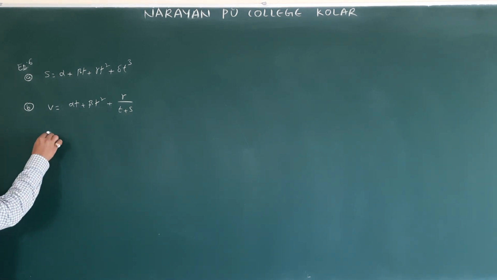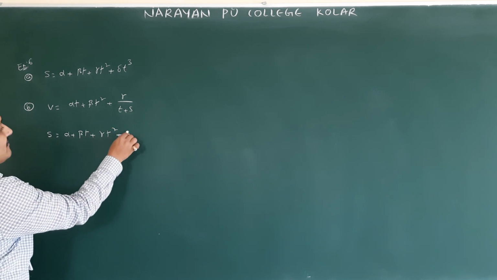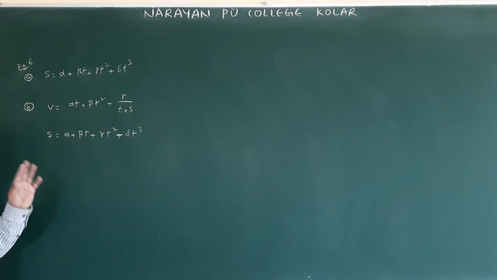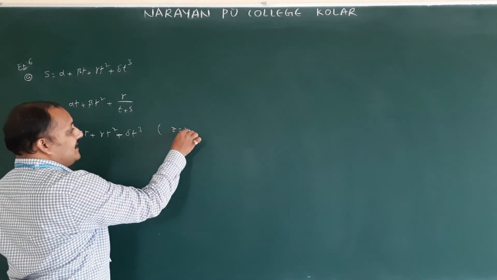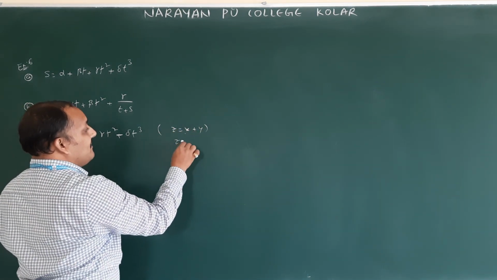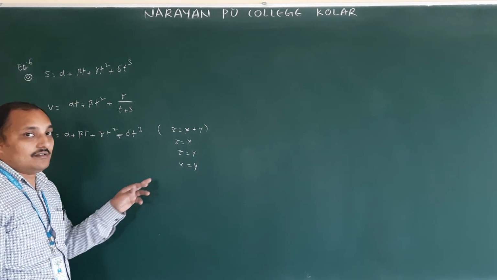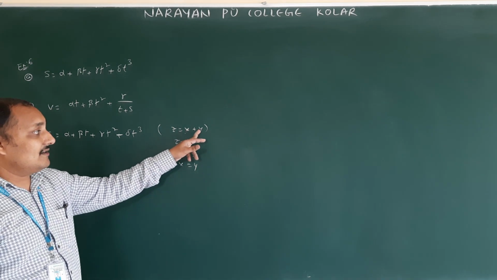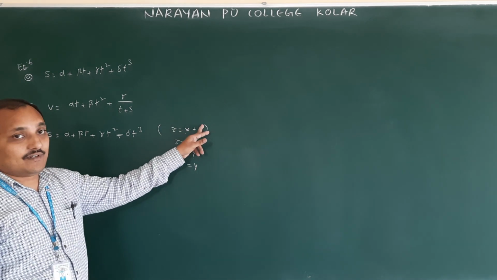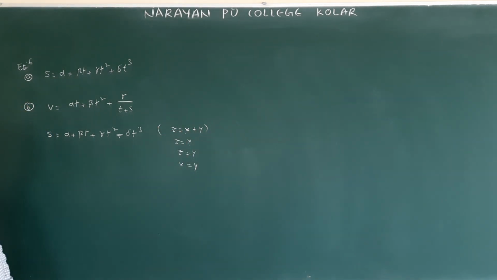So S is equal to alpha plus beta t plus gamma t square plus delta t cube. In this we already discussed the homogeneity principle. According to the homogeneity principle, if Z is equal to X plus Y, then dimensionally Z equals X, Z equals Y, X equals Y. Then only we can add these two. This is called the homogeneity principle.